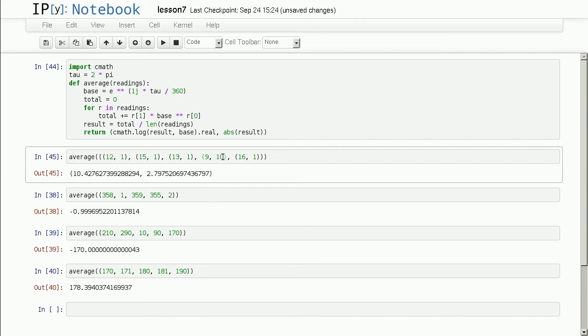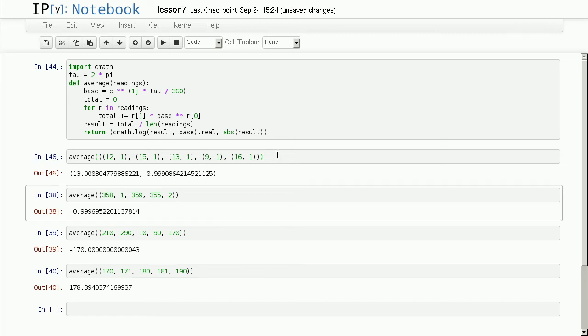If I set this back to 1, and all of them were about 1, then my average should be near 1. It is very close to 1. Now let's see what happens. I'm going to try these other values. And I think I'll skip ahead in the video here so you don't have to watch me type all of these.